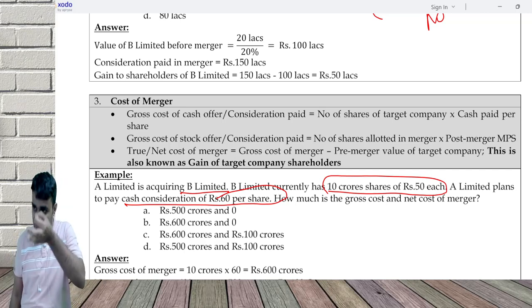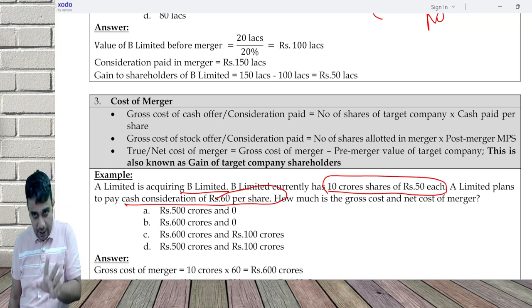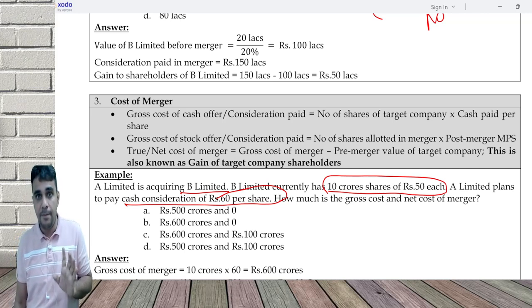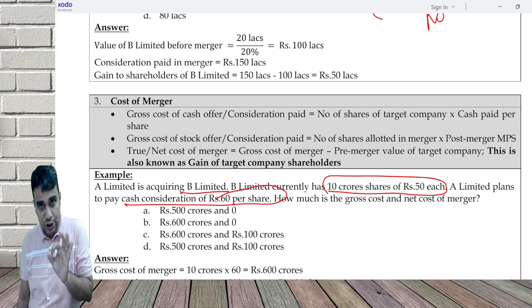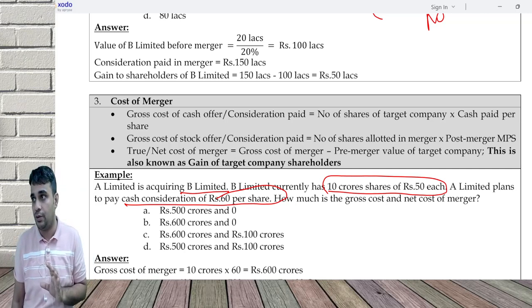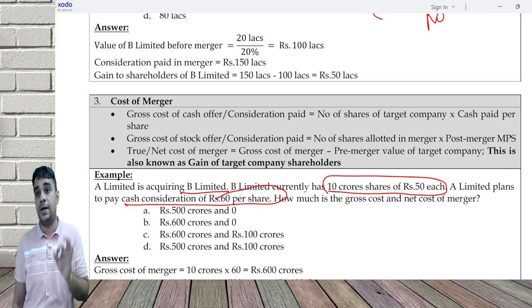If you are giving shares, your accounting has a different explanation for consideration paid. But in FM, it is the number of shares issued into the post-merger price. The logic for that is, I have given you 1 lakh shares, and post-merger it will quote at 20 rupees, 30 rupees, 40 rupees, 50 rupees, 60.